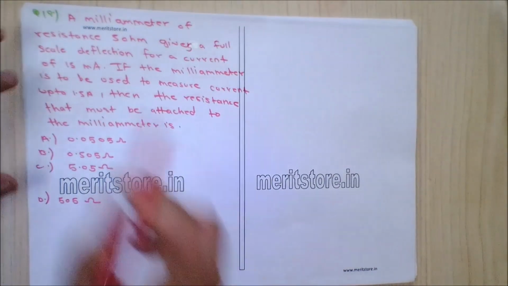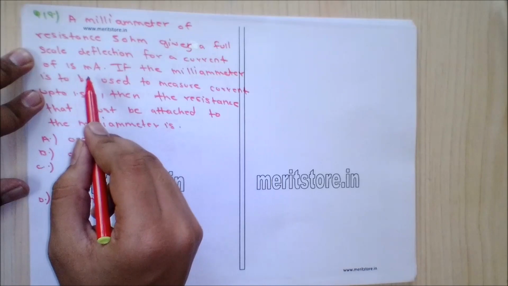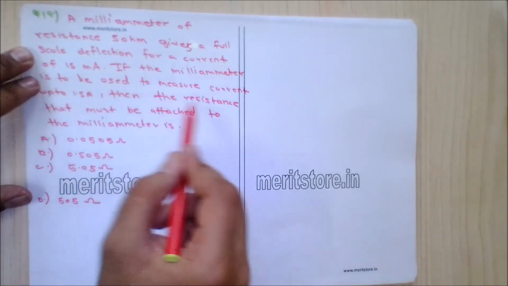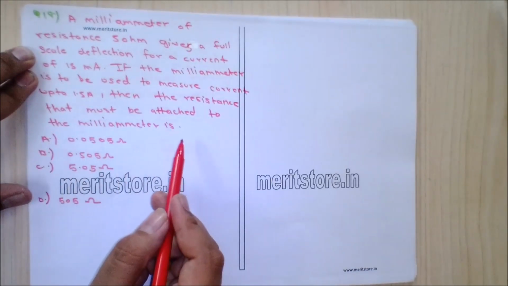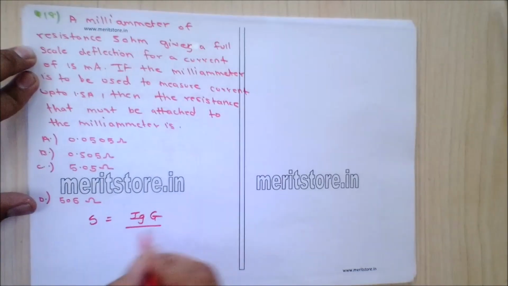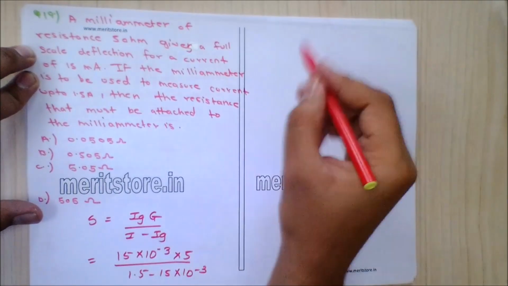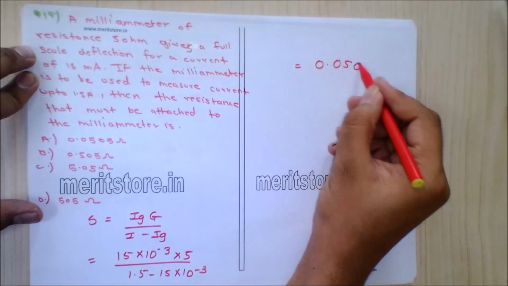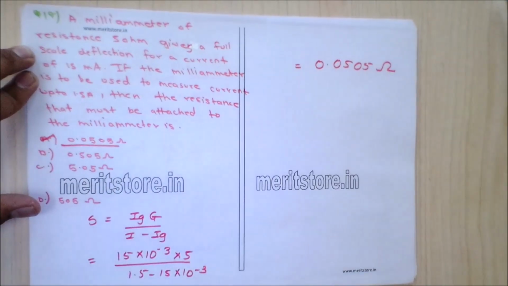Question number 18. A milliammeter of resistance 50 ohm gives a full scale deflection for a current of 15 milliampere. If the milliammeter is to be used to measure current up to 1.5 ampere, then the resistance that must be attached to the milliammeter is. Now, formula for shunt S is equal to Ig times G upon I minus Ig, 15 into 10 raised to minus 3 into 50 upon 1.5 minus 15 into 10 raised to minus 3, which on solving gives us 0.0505 ohm. So 0.0505, that is option A, is the correct answer.